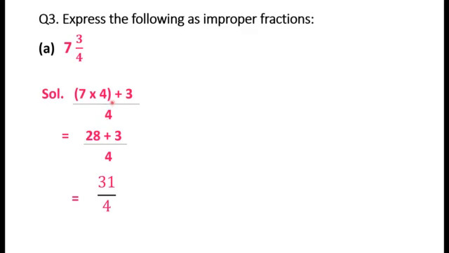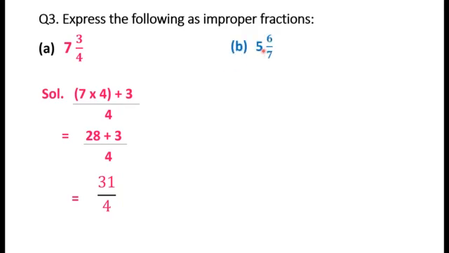So 7 into 4 is 28 and plus 3. So 28 plus 3 divided by 4. Okay, so 28 plus 3 will give you 31 and denominator will remain the same. So answer is 31 by 4. So you can see we got the improper fraction as your numerator is bigger and denominator is smaller number. So you can see this is an improper fraction.